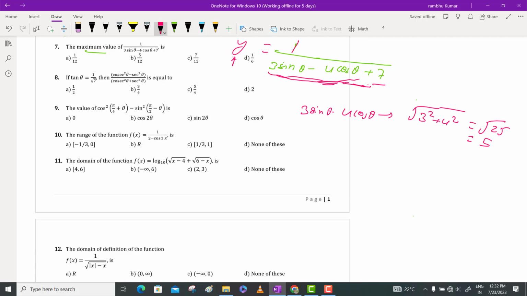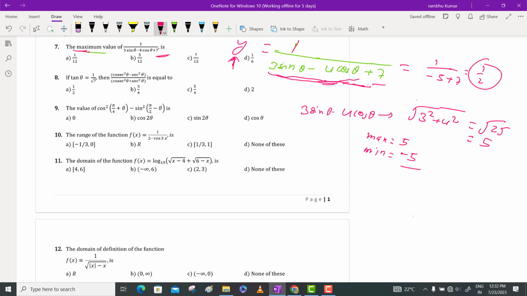Minus 5. So max 5 and minimum is minus 5. So here we need this maximum y, so we can put here minimum. So this will become how much? 1 by minus 5 plus 7, which is nothing but 1 by 2. So 1 by 2 is the maximum value of this one.